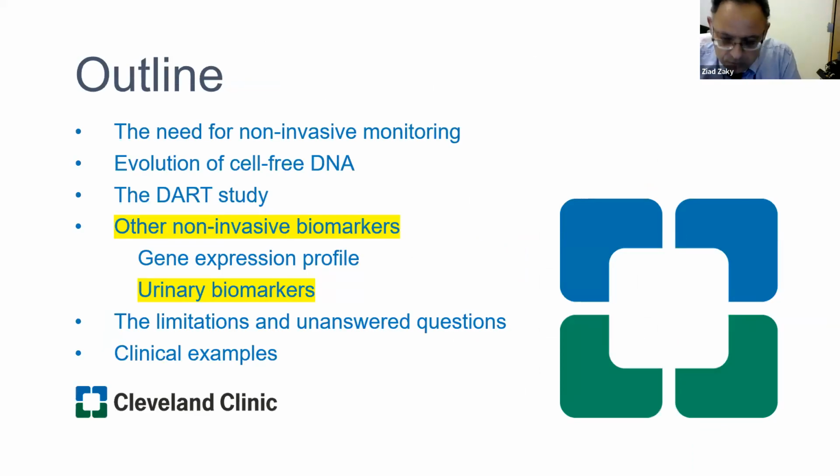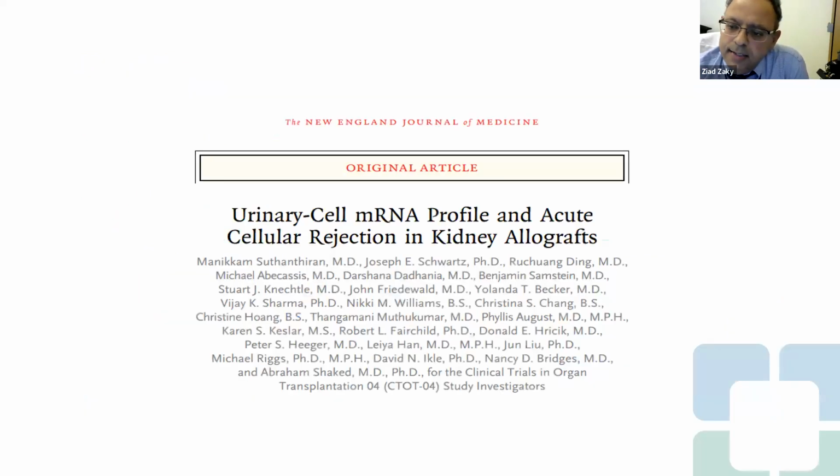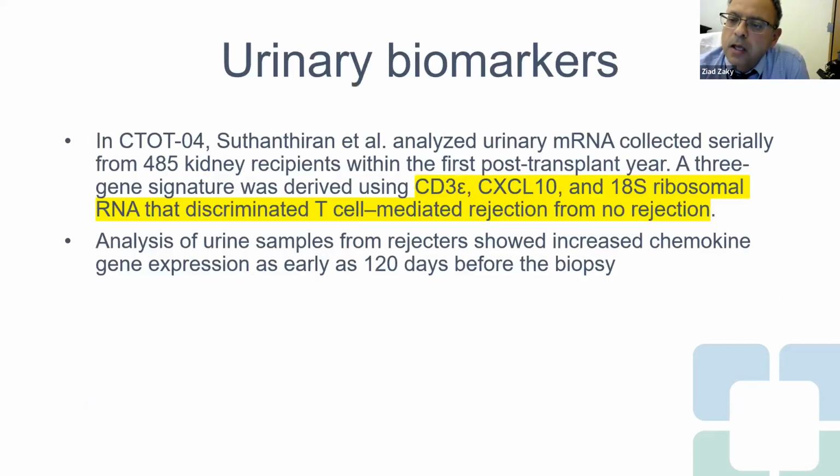Now, the urine biomarkers. And I have to tell you that in the urine biomarkers, the technology is still behind. The most promising is based on the New England Journal of Medicine 2013 from Suzanne Theran from Cornell, using 3 urine biomarkers for detection of acute cell rejection. These biomarkers use urine messenger RNA: the CD3 epsilon, CXCL10, and 18S ribosomal RNA.